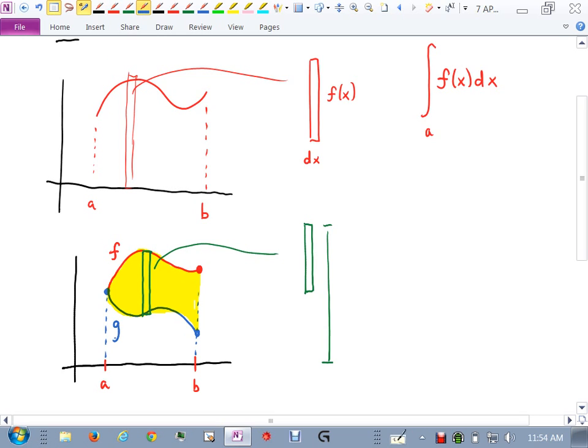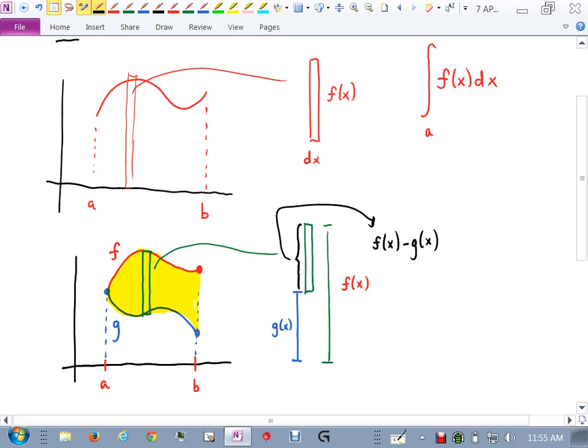Then the height from the ground all the way to the top is going to be f of x. And then the height from the bottom here to the ground would be g of x. And so this height in here, which is what we're really interested in, would be f of x minus g of x. That's how high that rectangle is. How wide is it? Still dx, that little dx.